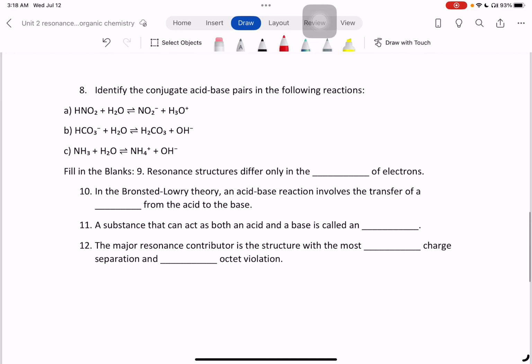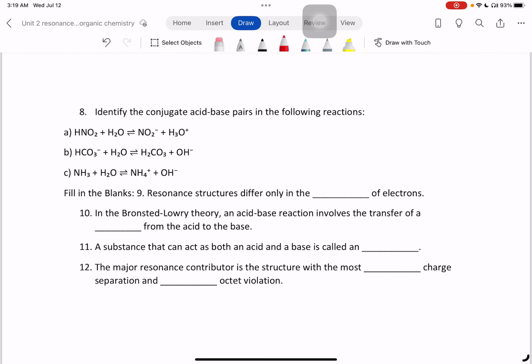Okay, next it says identify the conjugate acid-base pairs in the following reaction. Okay, so we know the acid becomes the base or the base becomes the acid. So in the first example, we can say, okay, these two are conjugate acid-base pairs and these two are conjugate acid-base pairs. One of them gets a proton, one of them donates a proton. Okay, perfect. Next, we can say these two also are conjugate acid-base pairs, and these two are conjugate acid-base pairs.